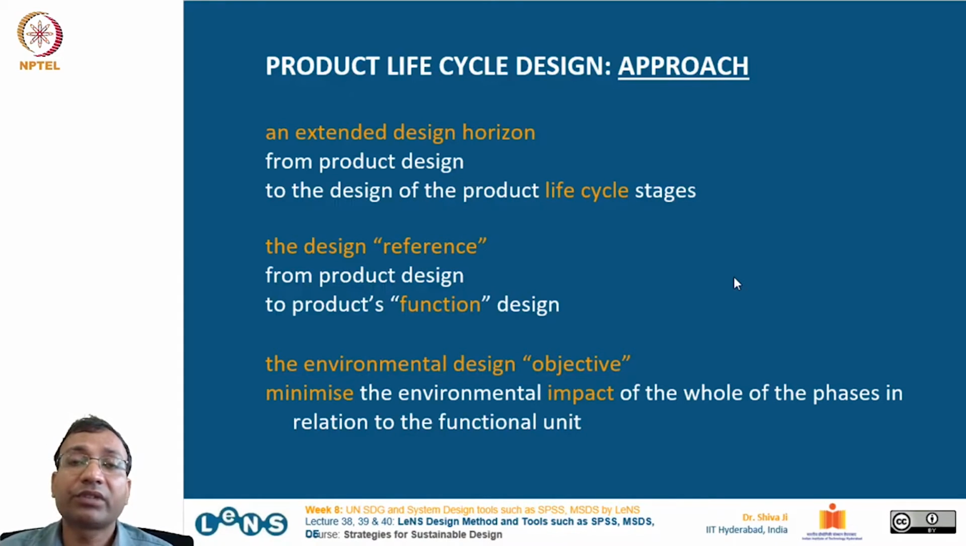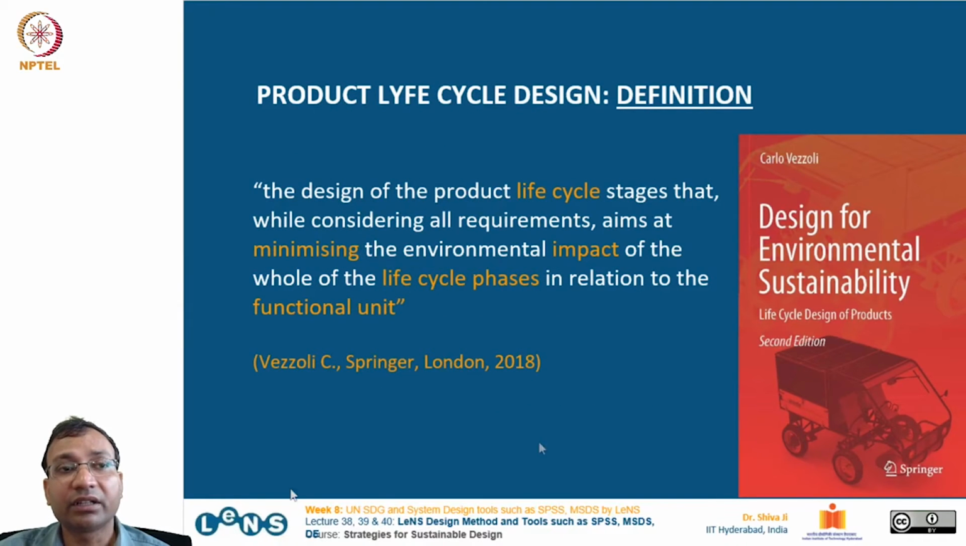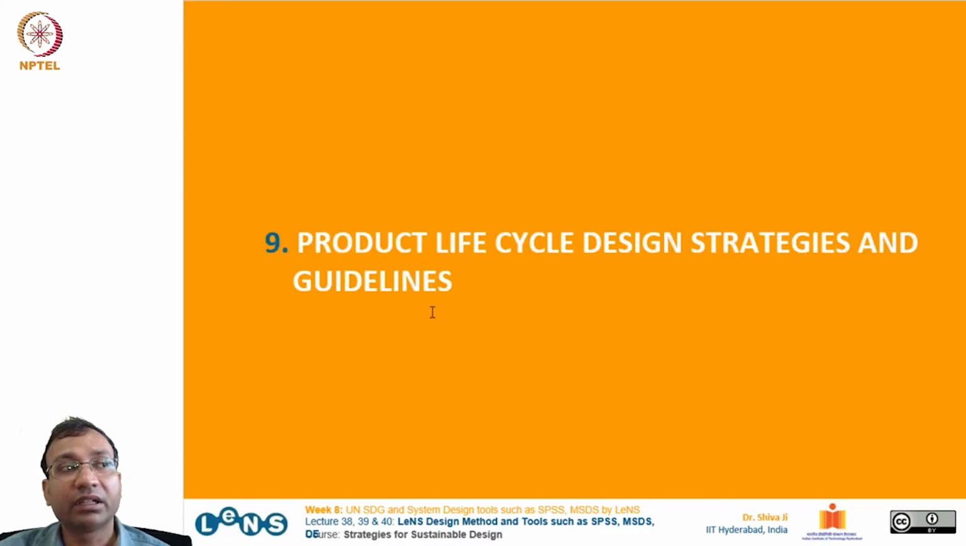So this is what we are talking about: designing for the life cycle stages, designing for the product's functional design. The environmental design objective is to minimize the environmental impact of the whole of the phases in relation to the functional units. That's the overall purpose of this exercise. Some papers and literature are given in this book. Maybe you can refer to it in your free time. The design of the product life cycle stage, while considering all requirements, aims at minimizing the environmental impact of the whole of the life cycle phases in relation to the functional unit. So this is what it means.